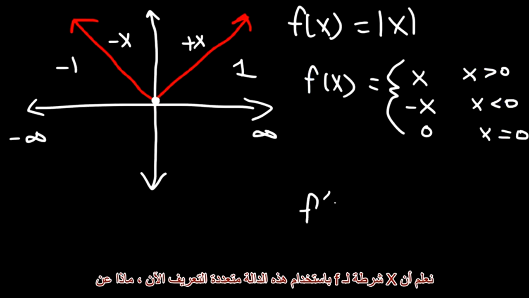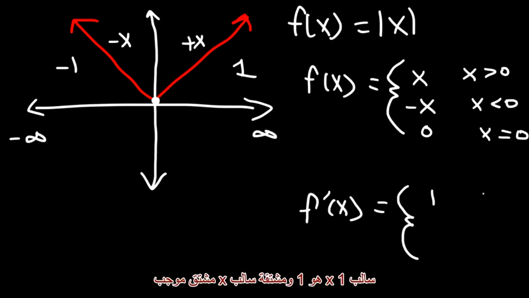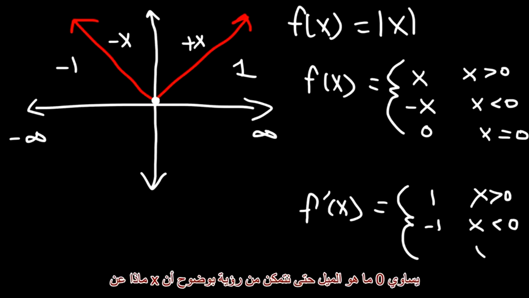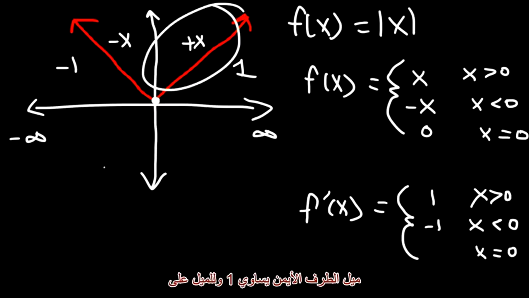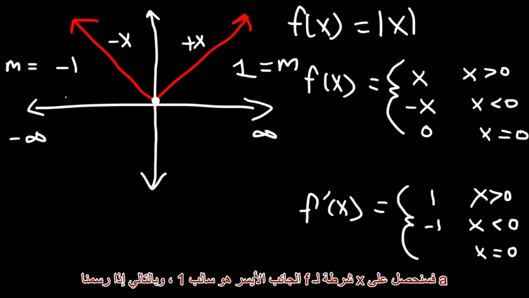Now what about f prime of x? We know that the derivative of positive x is 1, and the derivative of negative x is negative 1. But what about at x equals 0? What's the slope? So we can clearly see that the slope of the right side is equal to 1, and the slope on the left side is negative 1.